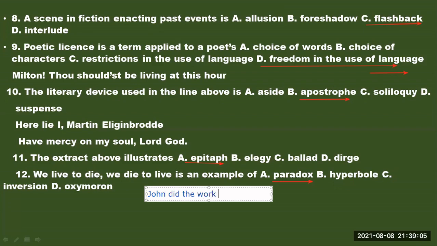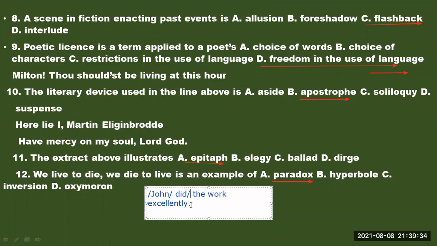John did the work excellently. Okay. Now, an inversion is when you change the word order. For example, when we talk of this, if we analyze this syntactically, when we look at the word order here, what do we find? All right, let's analyze this sentence, and you will discover that what we have here is S.